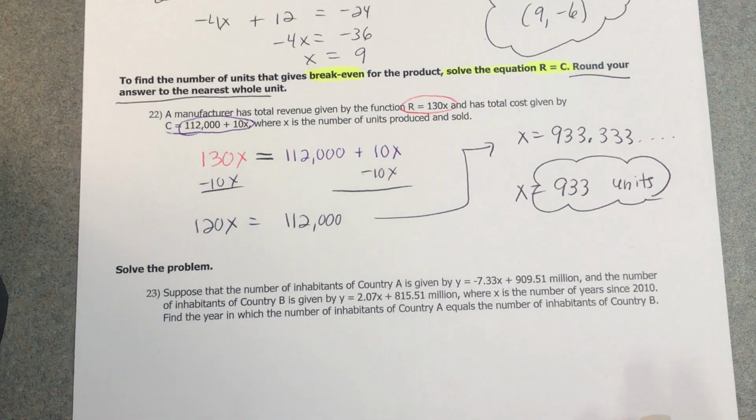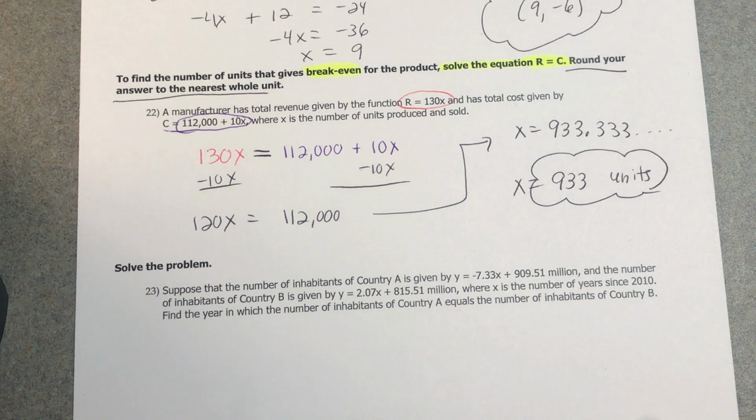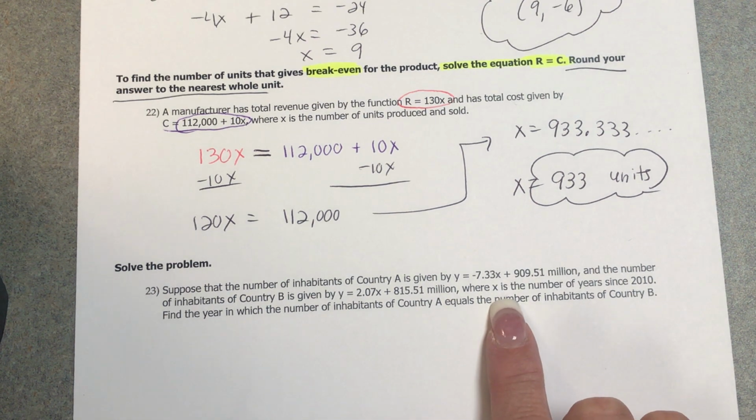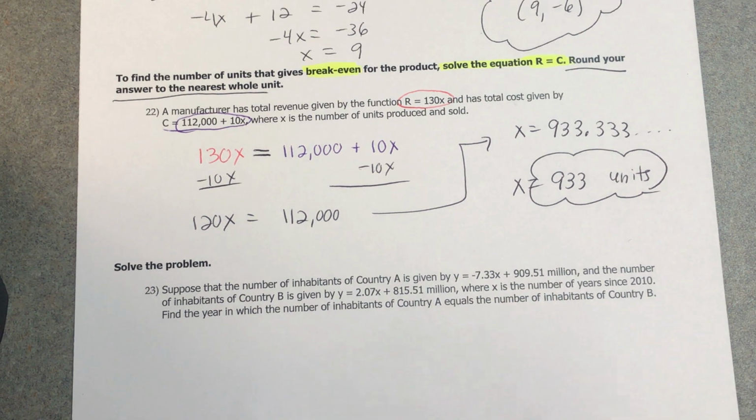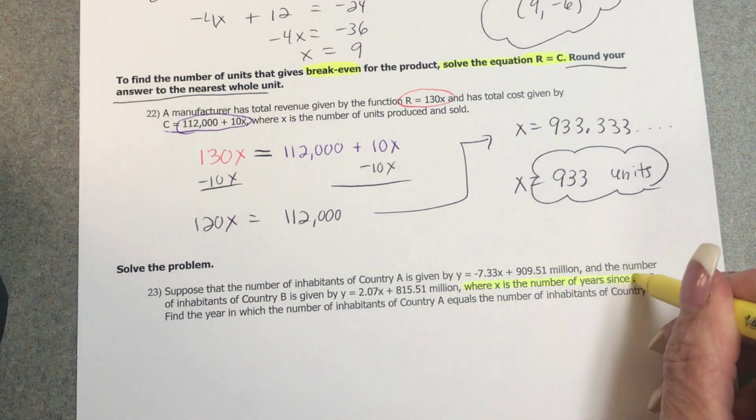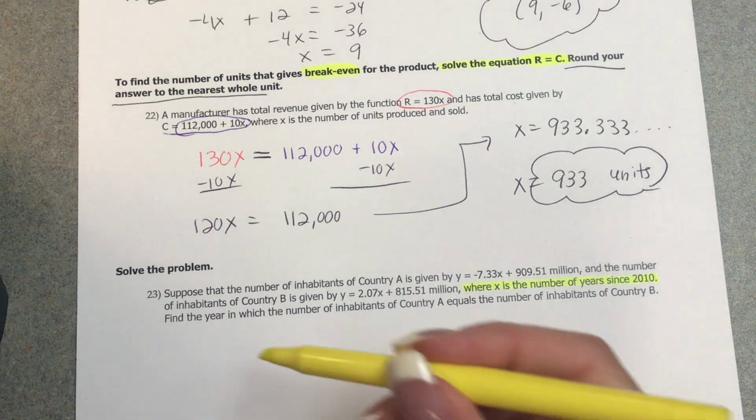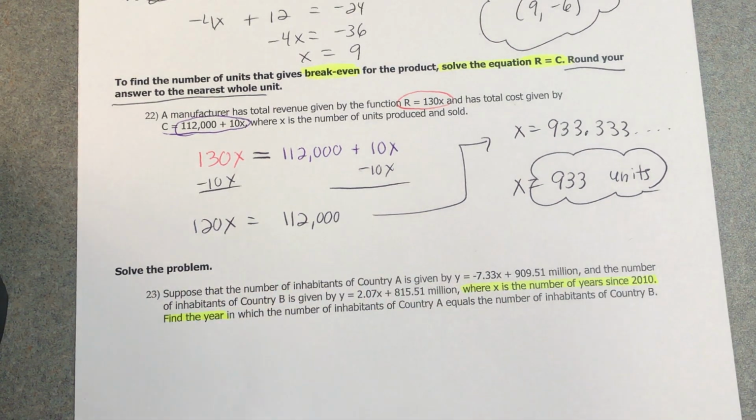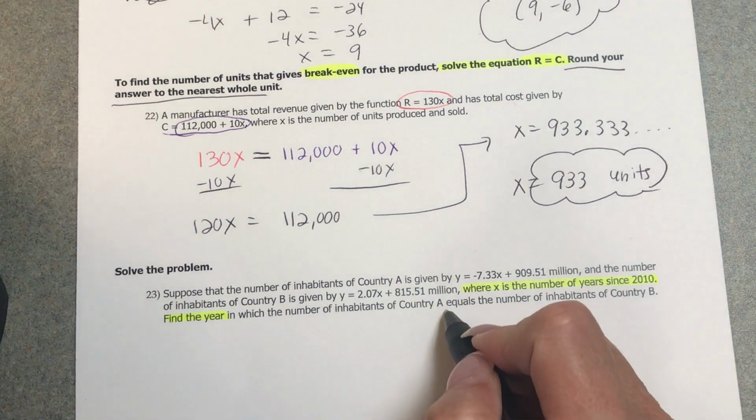All right. Next, suppose that the number of inhabitants of country A is given by y equals a formula in millions, and the number of inhabitants of country B is given by y equals another formula in millions, where x is the number of years since 2010, and they want us to find the year in which the number of inhabitants of country A equals the number of inhabitants of country B.